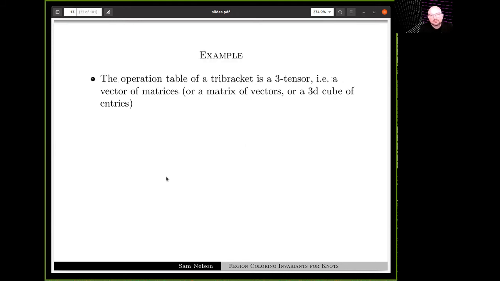Okay, so the operation table of a tri-bracket is a three tensor. In other words, it's a 3D cube of entries because there are three inputs, so you have three axes for the inputs to your operation table. Since the paper that we write on is two-dimensional, we tend to flatten this out. So we can write a three tensor as a vector of matrices or as a matrix of vectors.